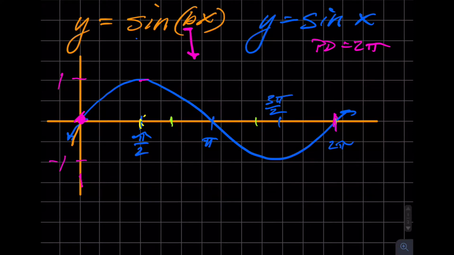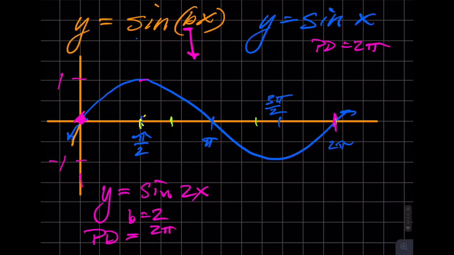So what we're going to do is put an example together where I have, for instance, y equals sine 2x. So my b value is equal to 2, and this is how we calculate the period. The period of our function is going to be equal to 2 pi divided by 2. So in this case, my period for this pink function is pi. That means it's only going to take a distance of pi along the x-axis for my function to repeat.